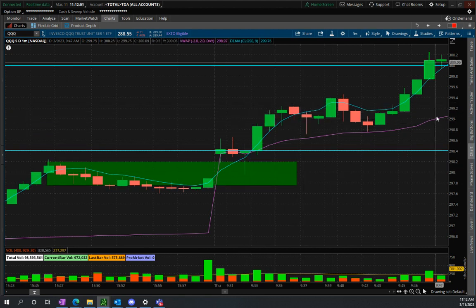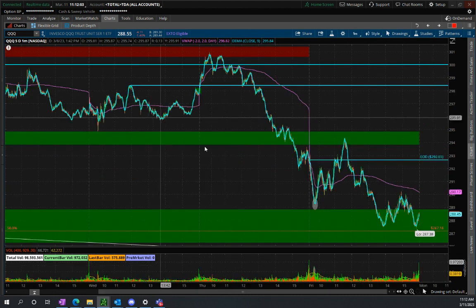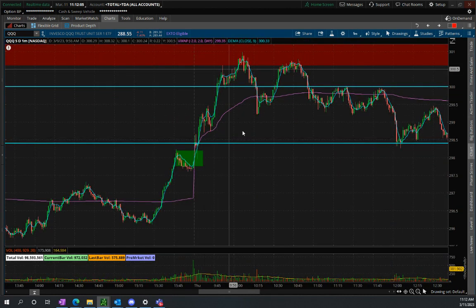And then makes a move way up to 300. And then you really don't need to get out of this trade until you're told to. And that's the market telling you right there. Supply rejection, end of day, that 300 level, super psychological level.